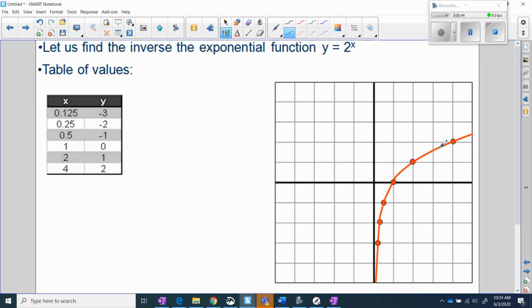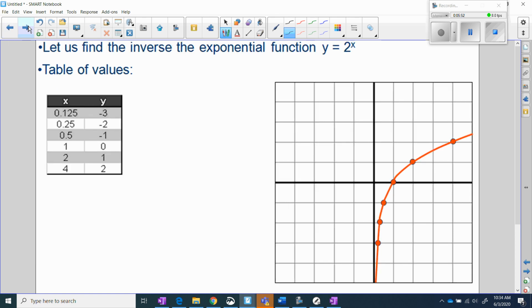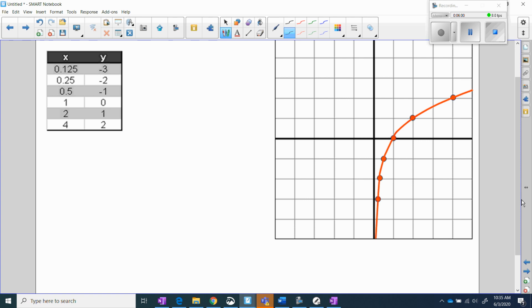Well, if you recall what the other graph looked like, I'll just back up for a second. It looked like this. Look at this new graph. It looks like this. Those two graphs are inverses of each other. They are the reflection of each other in the line y equals x.